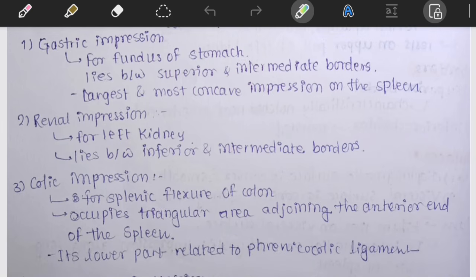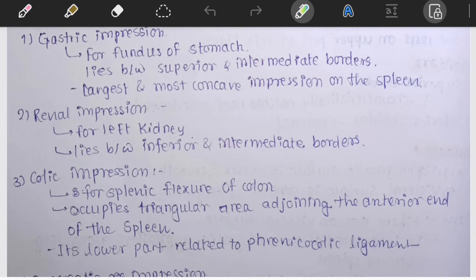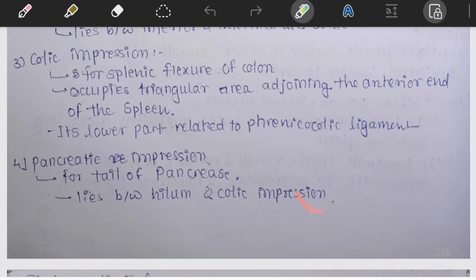The third one is the colic impression, and this is related to the splenic flexure of the colon. It occupies a triangular area near the anterior end of the spleen. Its lower part is related to the phrenicocolic ligament. The fourth one is finally the pancreatic impression. This is produced by the tail of the pancreas. It lies between the hilum and the colic impression.